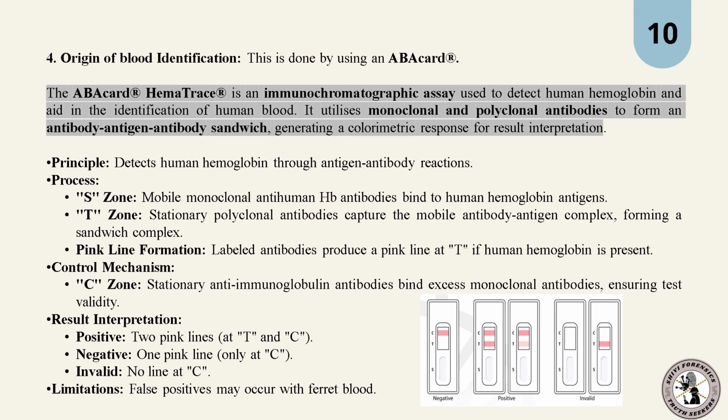So if you have two pink lines, in both the C and T zones, then it is considered that we have a positive result. Blood belongs to a human. If we have a line only in C, then it is not blood belonging to a human. If we have no line or we have a line in T only, then again our result is invalid.